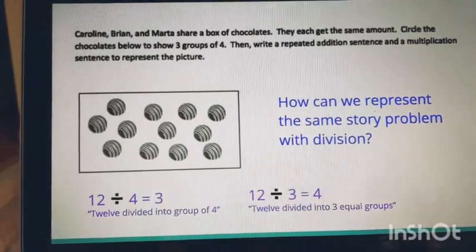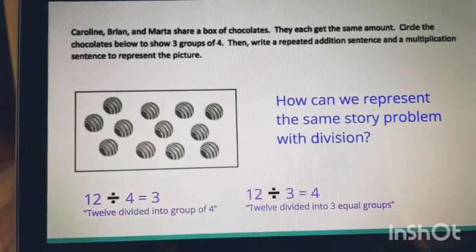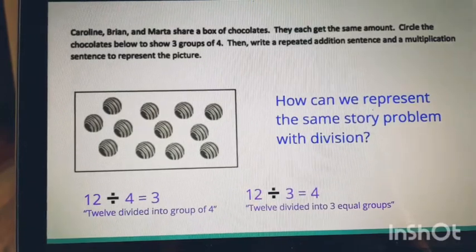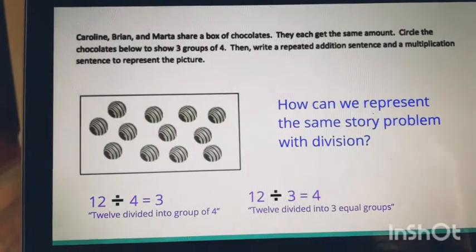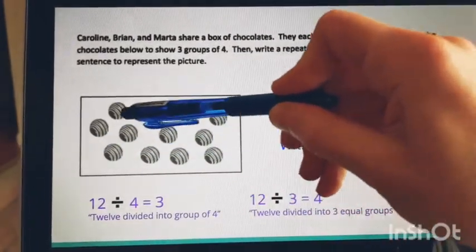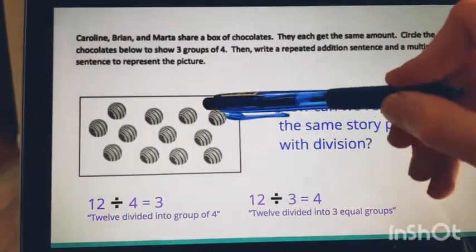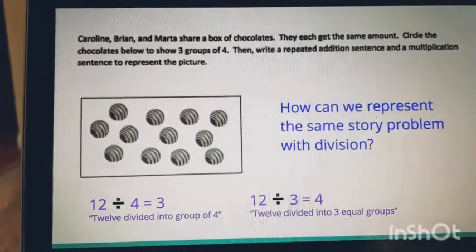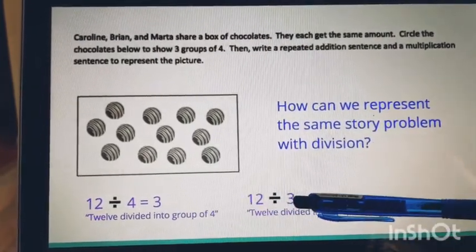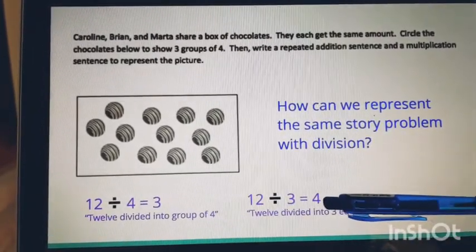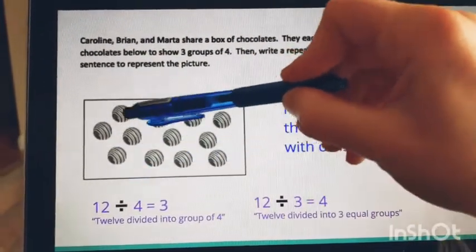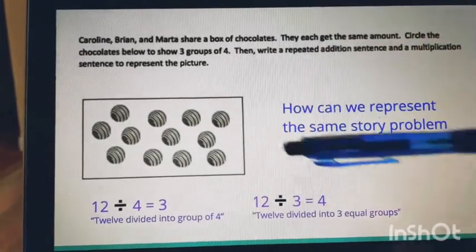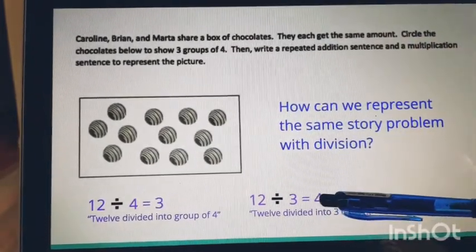A couple ways that we could write this are 12 divided by 4 equals 3. And again, that's kind of thinking like if I have 12 divided into groups of 4, that I would have 3 groups. We could also write 12 divided by 3 equals 4. So that's saying 12 divided into 3 equal groups, and it tells us that there would be 4 per group.